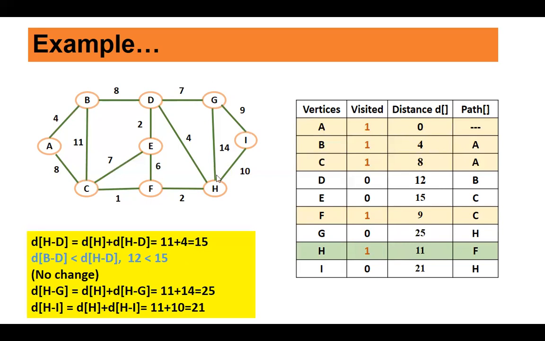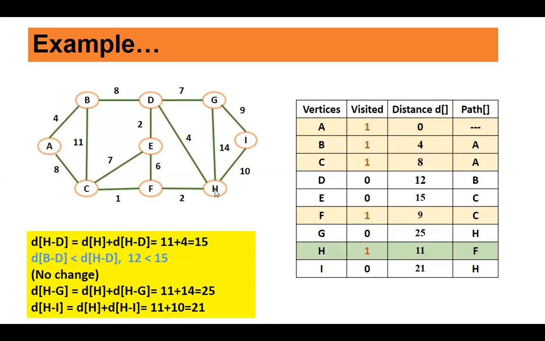Next, now calculate the distance from H to G. So what is it? Distance of H, that is 11, plus distance from H to G. G was infinity before, so we'll just write it as it is. So it is 11 plus 14, that is 25. And what is the path? Path is H. We are calculating the distance from H to G, so the distance we have is 25.